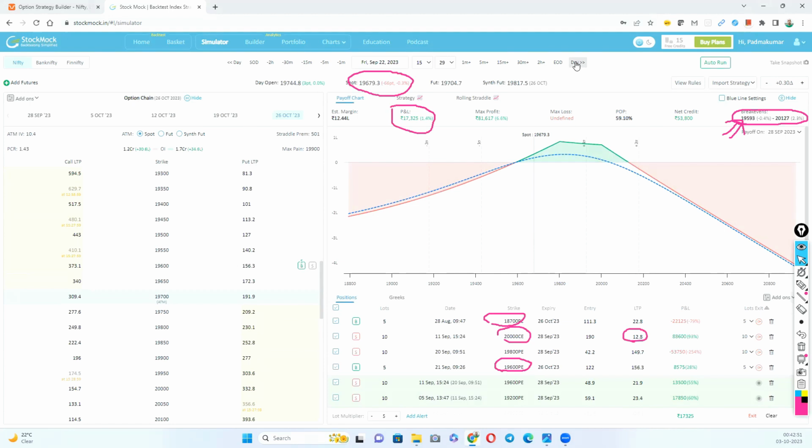Friday, 22nd. Yeah. What do you, any changes?